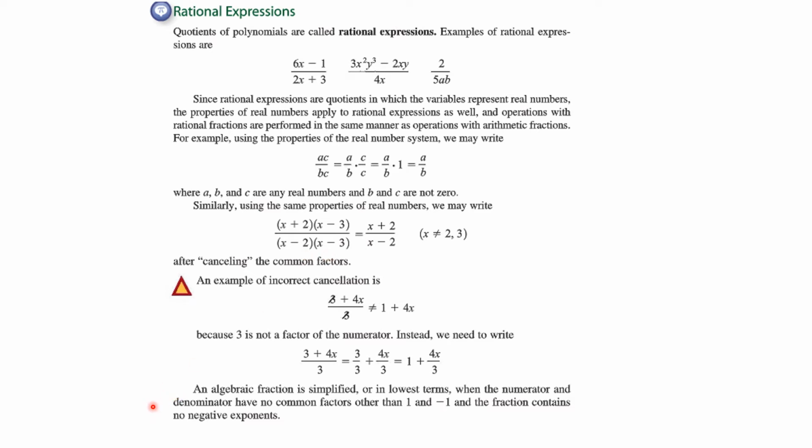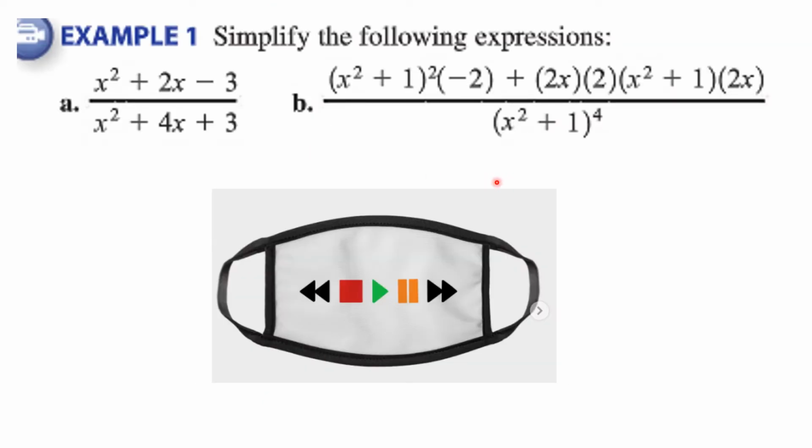An algebraic fraction is simplified, or is put in lowest terms, when the numerator and denominator contain no common factors other than plus or minus 1, and the fraction contains no negative exponents. So here are two examples for you to do. Please give these a go.